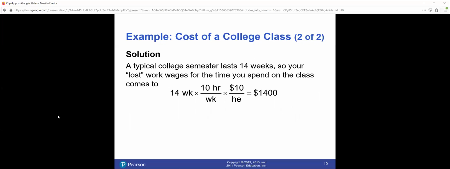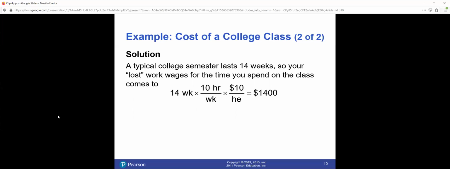So if you spend about 10 hours a week for 14 weeks, not making $10 per hour, that means over the semester of college, you are $1,400 more poor than you would have been had you worked those extra 10 hours. And this is a question a lot of people actually have to ask themselves.